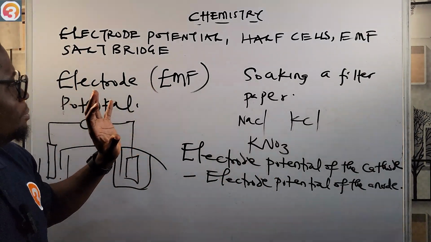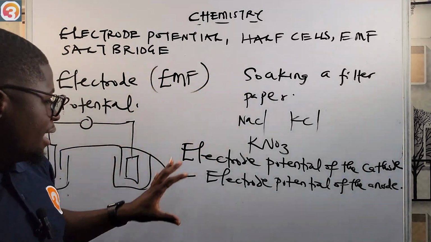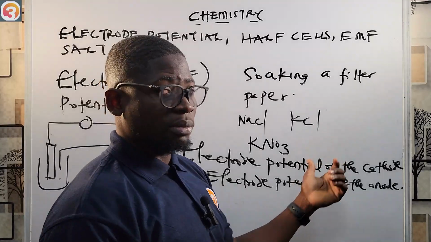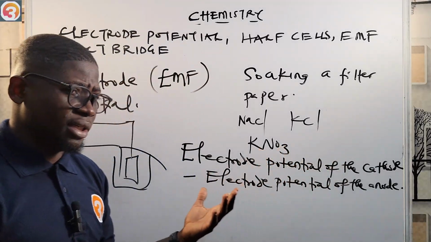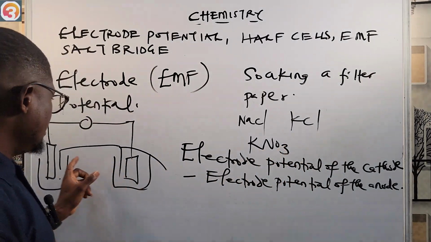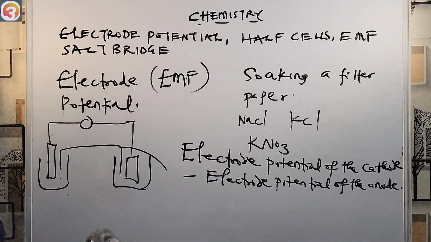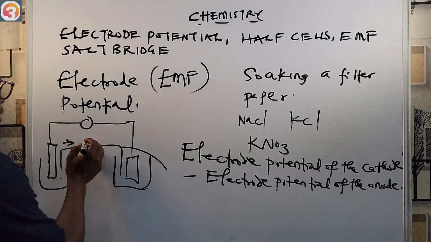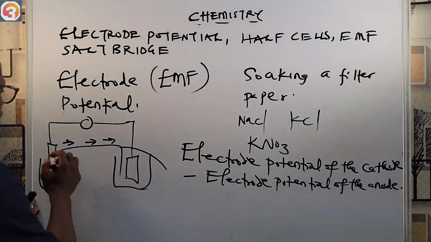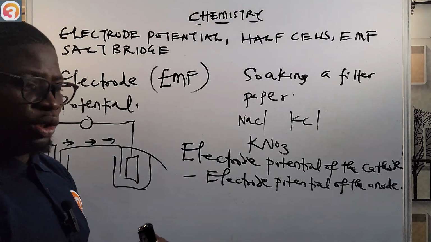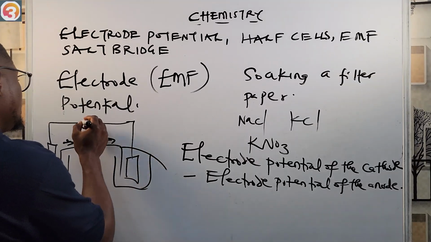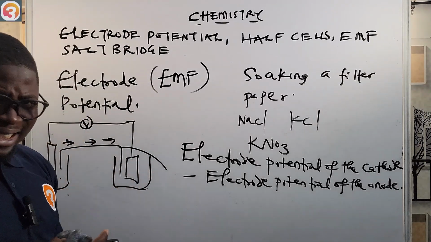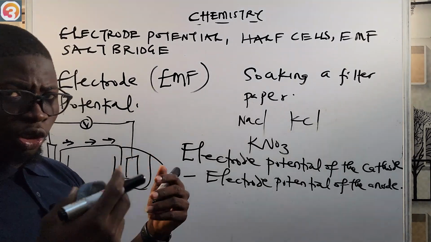All right, so to make a salt bridge, simply soak a filter paper with sodium chloride or potassium chloride, or even potassium nitrate, and you have your salt bridge, this connection, and the salt bridge enables ions to travel from one solution to the other. This is your simple voltmeter here. So now having seen this, what next should we know?